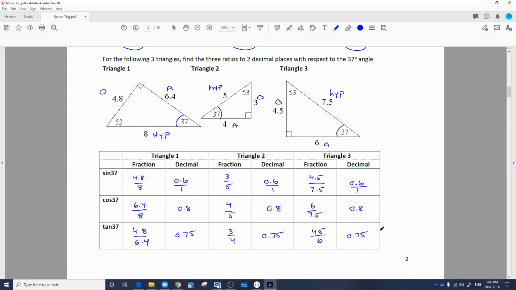So what do we notice? If there's a 37-degree angle in our triangle, the ratio of opposite to hypotenuse doesn't change. The ratio of adjacent to hypotenuse doesn't change. The ratio of opposite to adjacent doesn't change. The actual side lengths can change, but the ratios don't change.